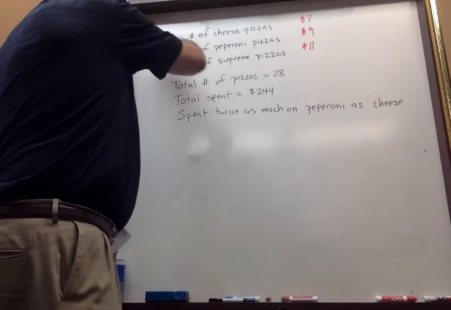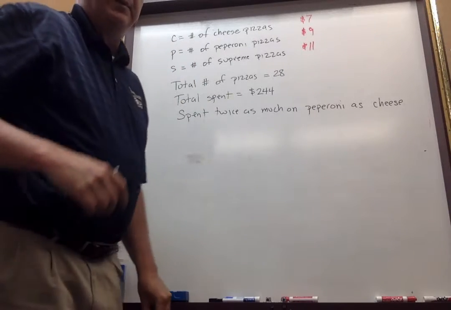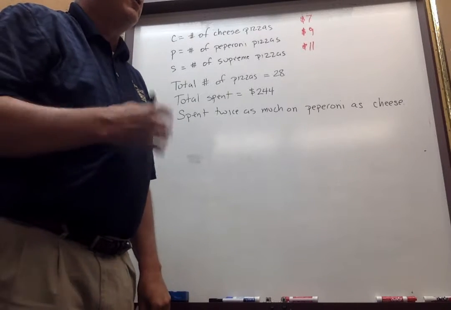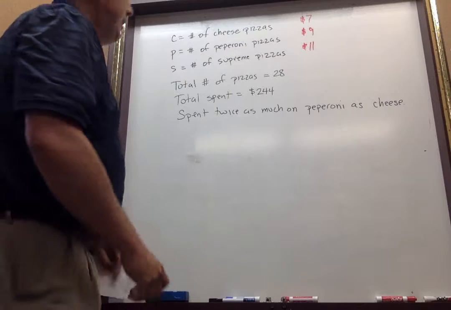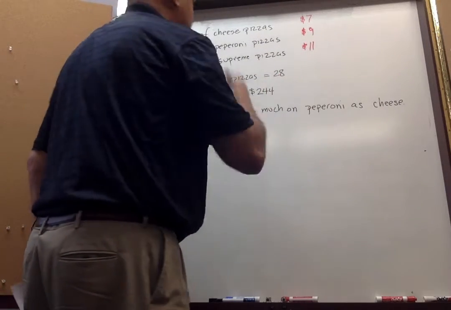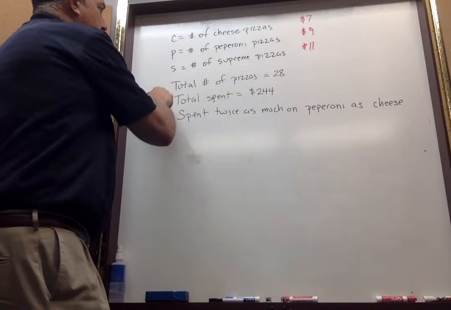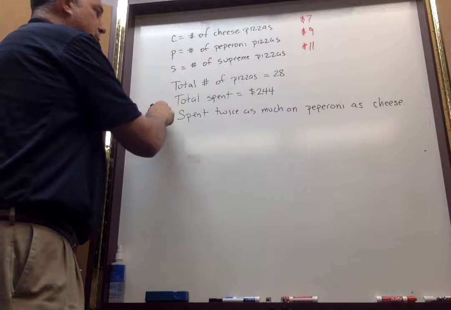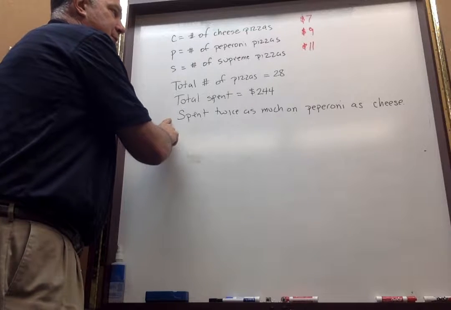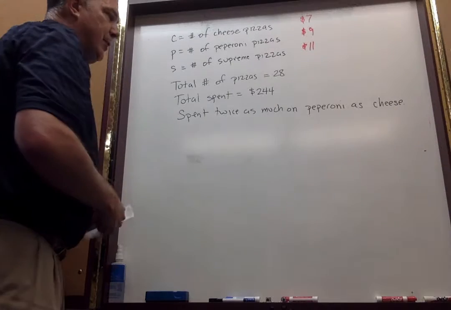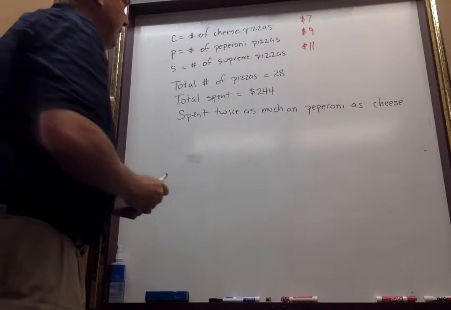Since we are looking for three variables, that tells us that we need three equations to find those three variables. And we know that the cheese pizzas are $7, the pepperoni $9, and the supremes are $11. We have a total of 28 pizzas sold, a total spent of $244, and we spent twice as much on the pepperoni as the cheese. Each one of these three is going to give us one of the equations that we need to solve.